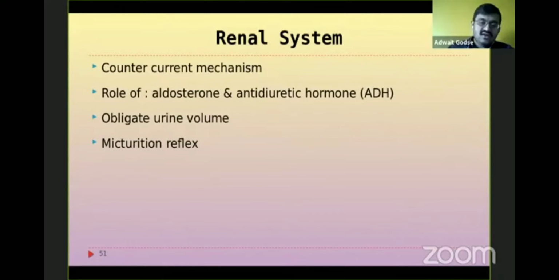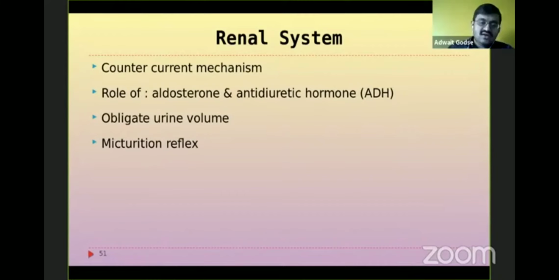Counter current multiplier occurs in the loop of Henle, exchanger occurs in the vasa recta. Role of aldosterone and ADH. Aldosterone is a steroidal hormone secreted by the adrenal cortex, whereas ADH is synthesized by the hypothalamus, stored in the posterior pituitary, and released by the posterior pituitary. Antidiuretic means it is going to reduce the volume of urine. Is it clear? So it is antidiuretic.